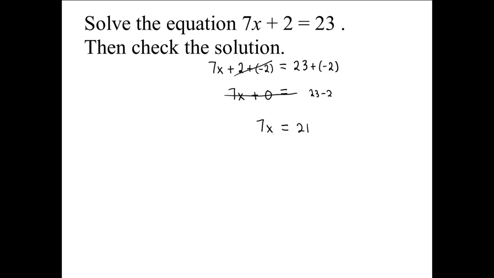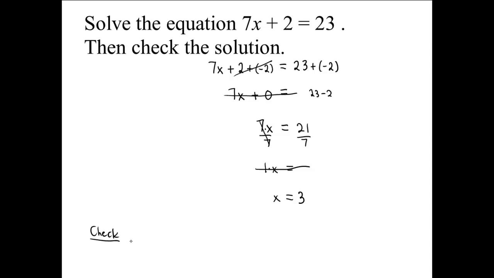To solve for x, since x is being multiplied by 7, we will apply the inverse operation of multiplication, which is division, dividing both sides of this equation by 7. 7 divided by 7 is 1 times x, so we have 1 times x equals, but again 1 times x is more simply written x. I'm not going to write 1 times x. I'll simply write x. And 21 divided by 7 is 3. So our solution is x equals 3.